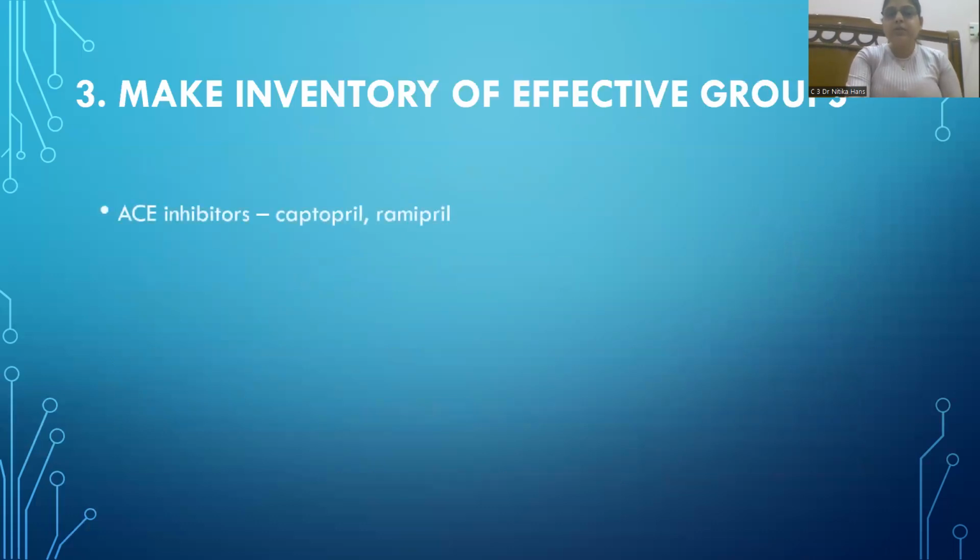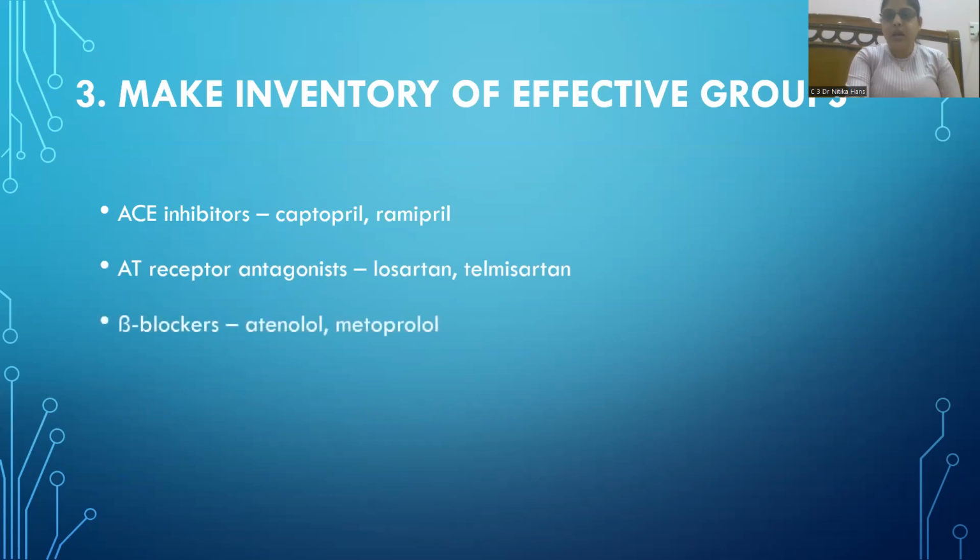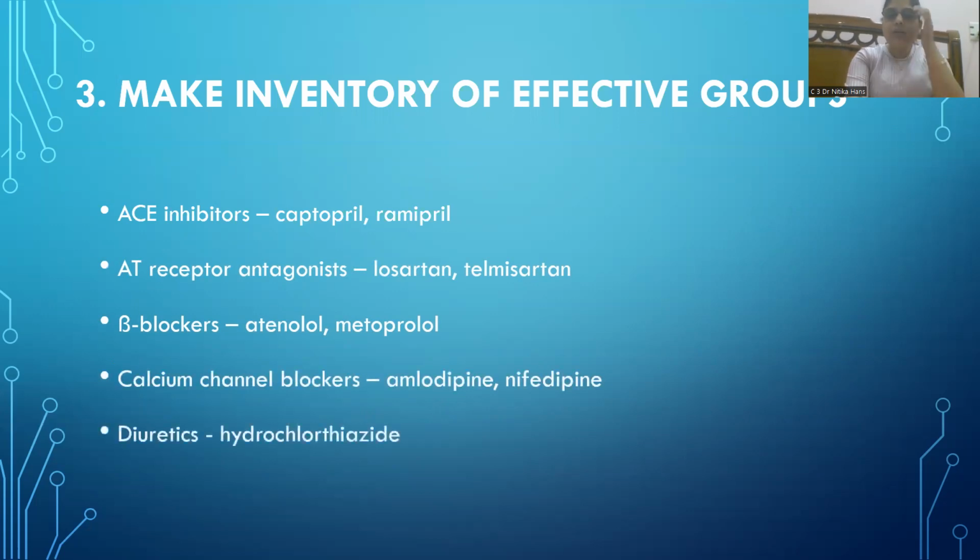The inventory groups that we have to choose are, first of all, ACE inhibitors, angiotensin converting enzyme inhibitors like captopril, ramipril; angiotensin 1 receptor antagonists like losartan, telmisartan; beta blockers like atenolol and metoprolol; calcium channel blockers like amlodipine, nifedipine; and diuretics like hydrochlorothiazide.